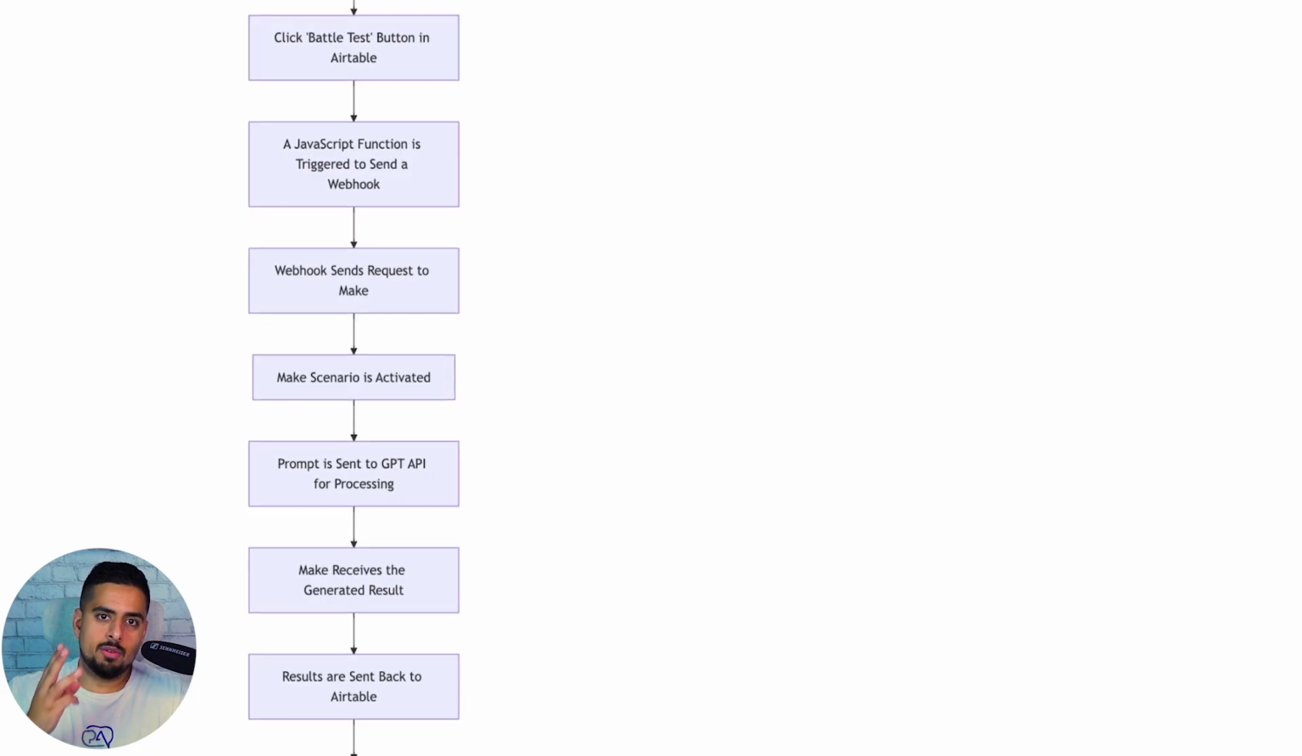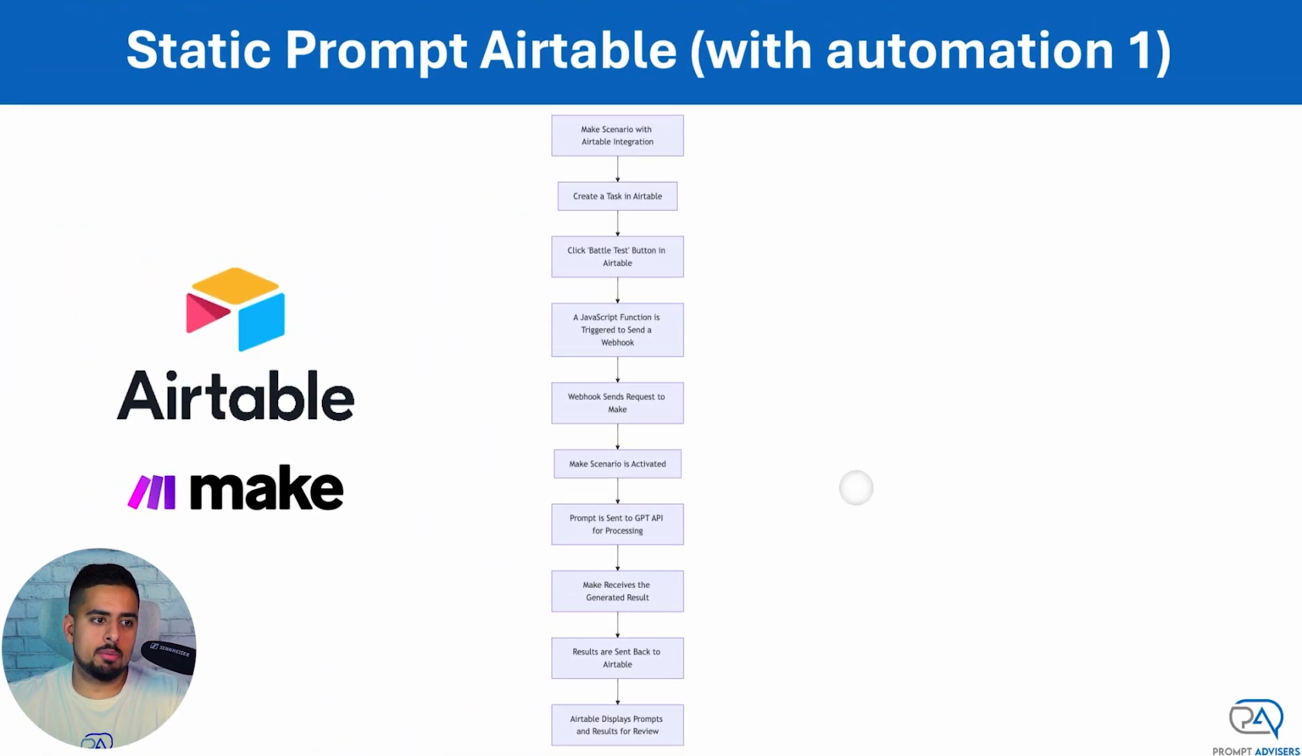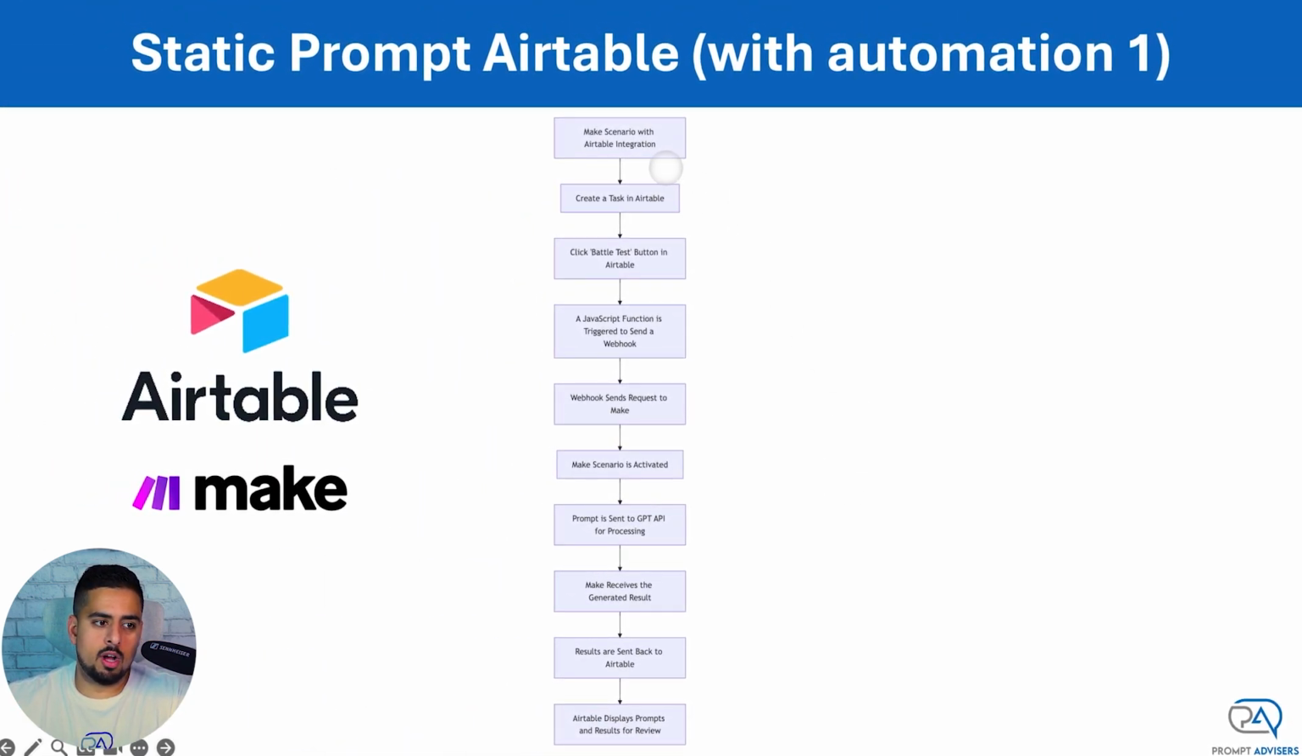And that's when you get that simulated actual response. For level 3, for that static prompt Airtable, this one's a little bit more complicated. So we have that mini task in Airtable, where in our case, I think we said we're going to write an email to our boss saying we're resigning to be the prompt engineer of our dreams. And in this case, we can click the battle test button.